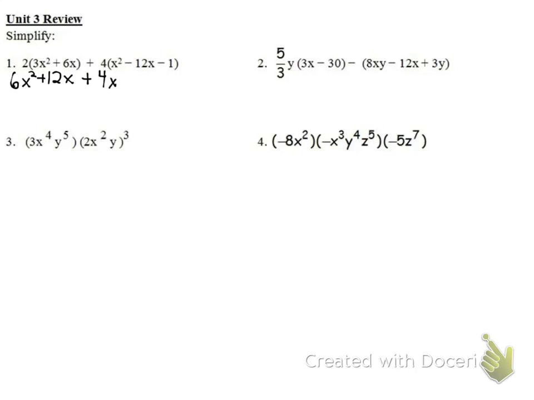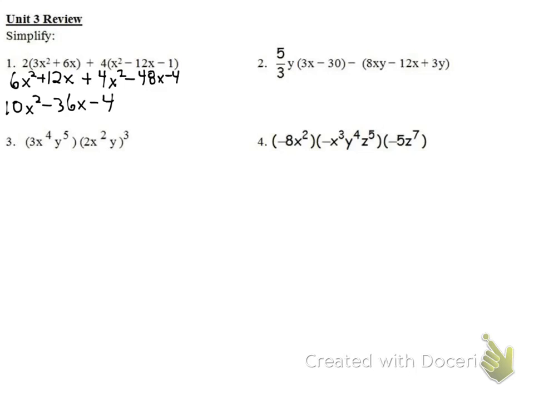Then 4x squared minus 12x, and 4 times that would be 48x minus 4. Now I need to combine like terms. I have x squareds, so that's 10x squared. I have 12x minus 48x, so that's negative 36x, and negative 4 is by itself.